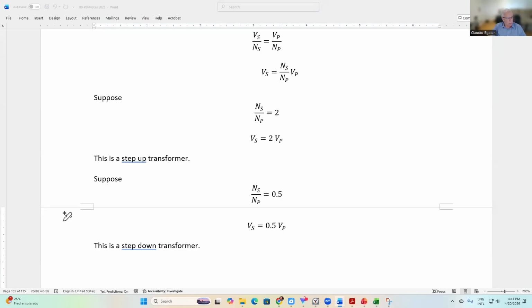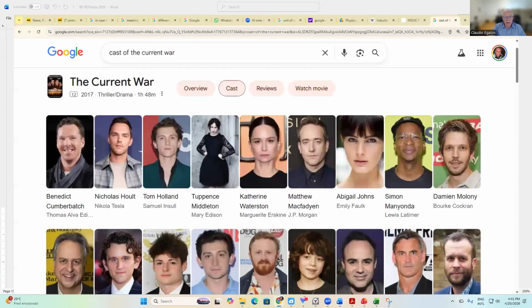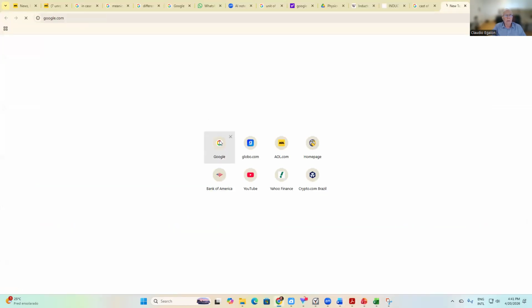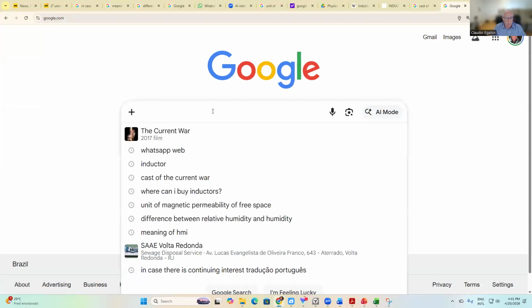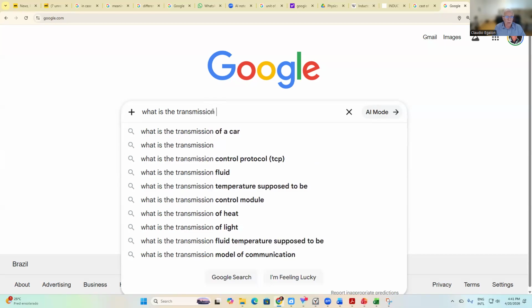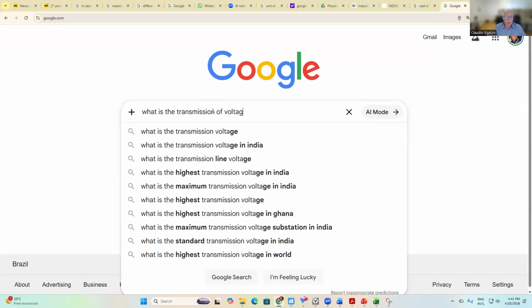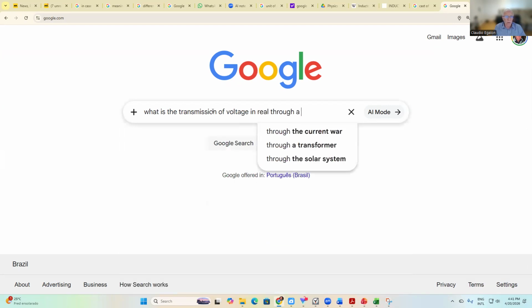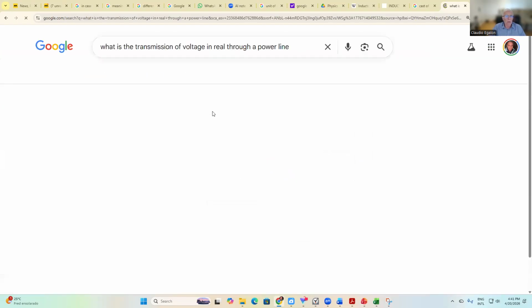Numerical example. We have 9 more minutes to go. Let's do a numeric example. Let's take an example from real life. What is the transmission voltage in real life through a power line?